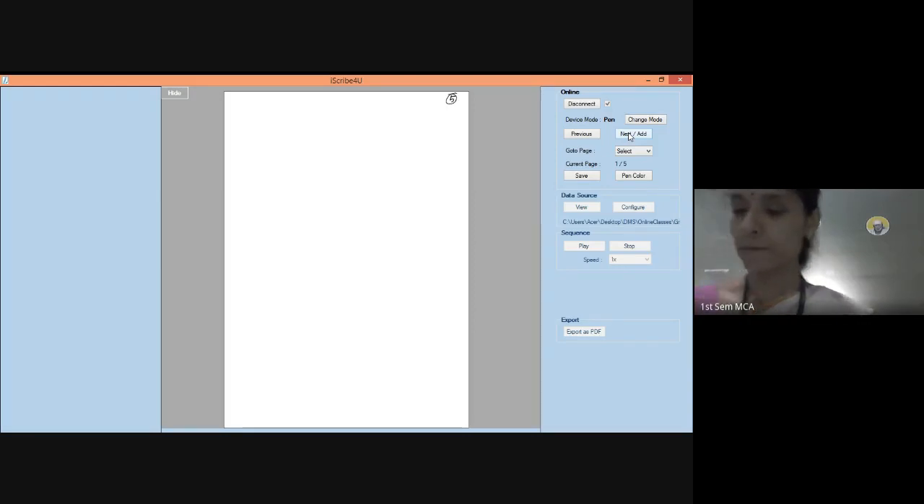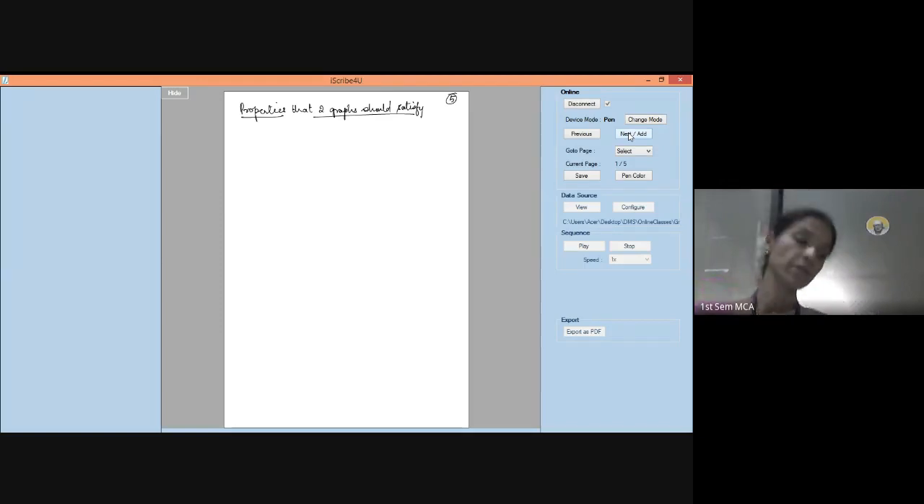All right. Now, what are the properties that both graphs should satisfy? You can make a note as I write it so that when we solve the problems, it will become very easy for you. What are the properties that these two graphs should satisfy so that I can call these two graphs as isomorphic?